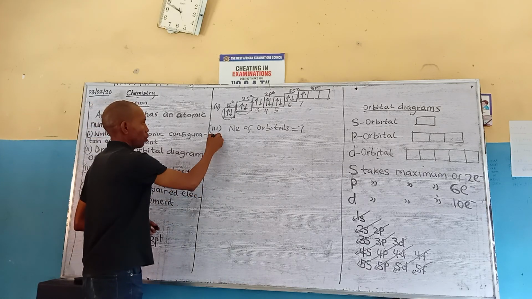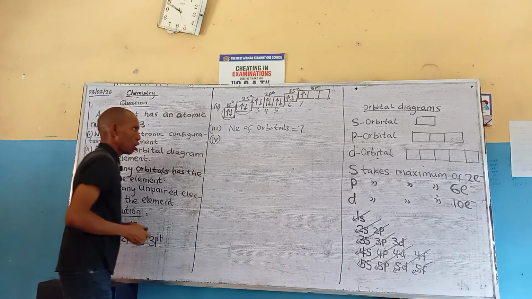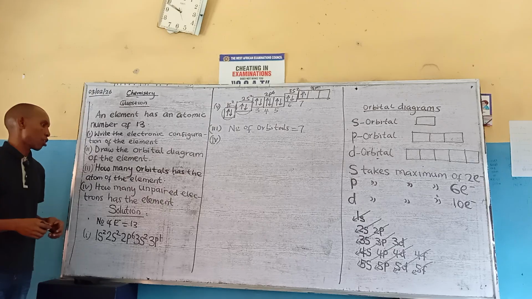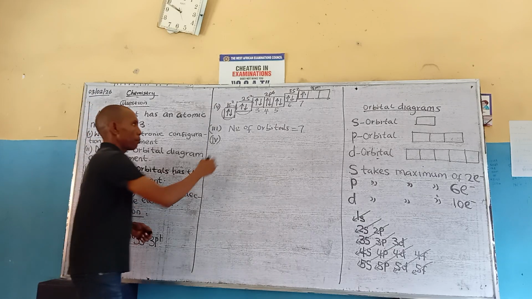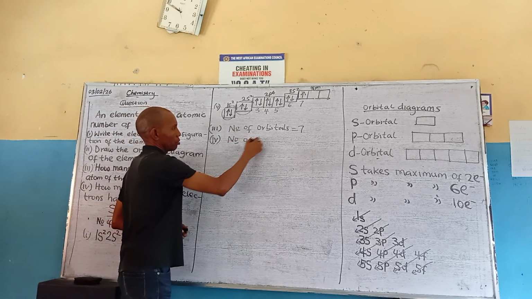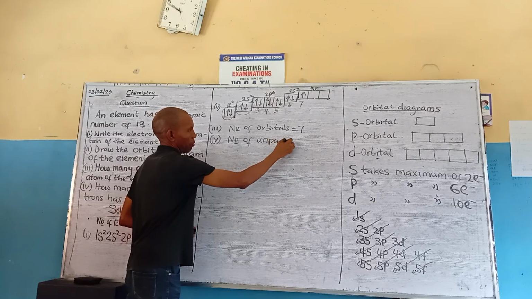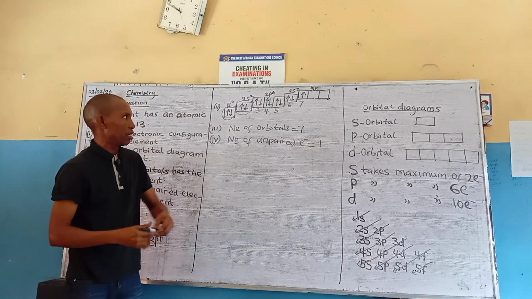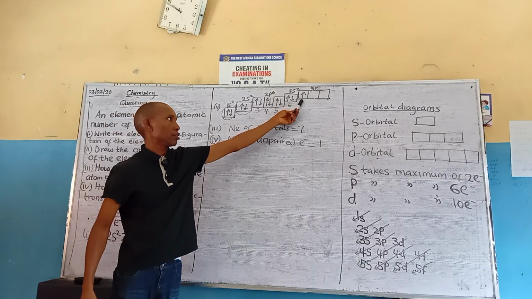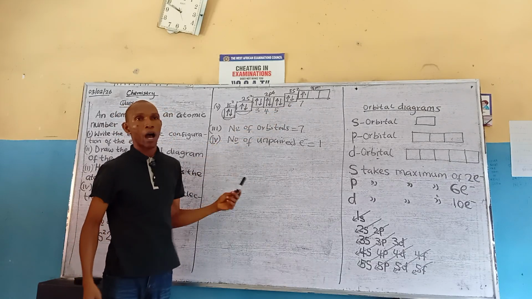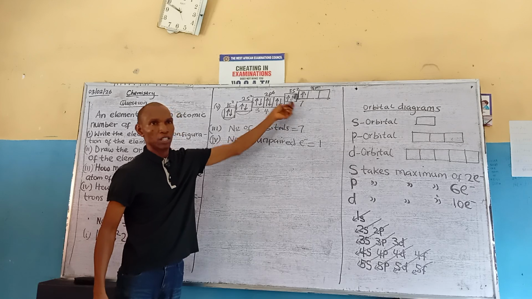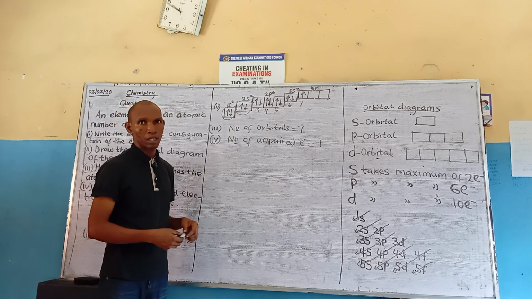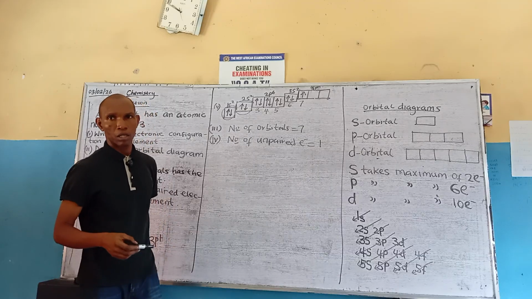Then we move on to number 4. Question number 4, how many unpaired electrons has the element? Number of unpaired electrons is 1, because it's only 1 electron that is not paired. Only 1. The rest of them are paired. The 3p electron is not paired. It's occurring on its own. So we have 1 unpaired electron.